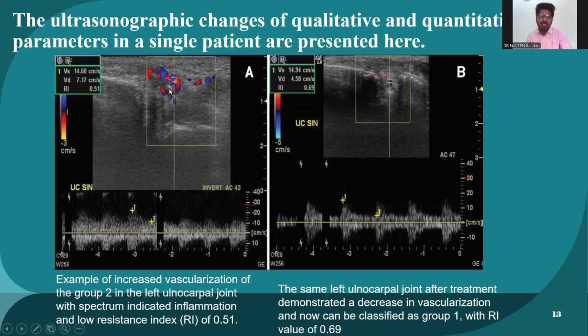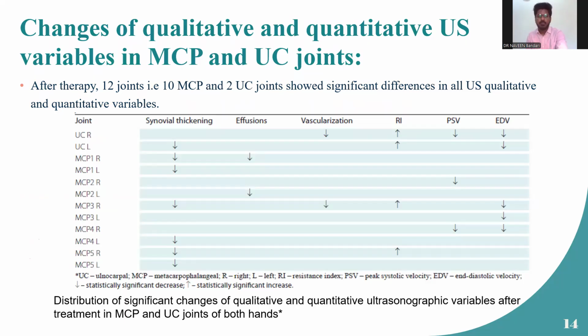And when we calculate the resistivity index at the same place, the resistivity index pre-treatment was 0.5 and post-treatment it was 0.6, which means the resistivity index increased. The synovial thickening decreased, and then the degree of the vascularization decreased from group 2 to group 1, and the resistance index has increased.